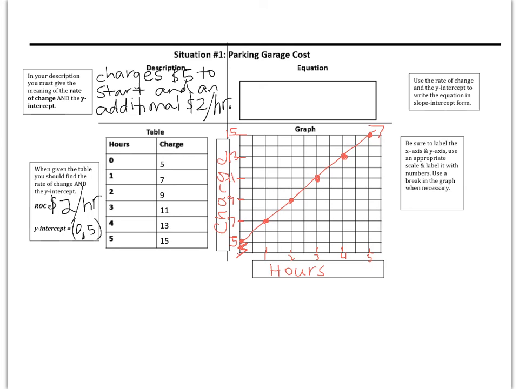All right, so now the next thing is my equation. I know that my equation is going to be y equals 2x plus 5. The reason I know that is because 2 is my rate of change, which is my slope, right? And my y-intercept is 5, so 2x plus 5, or 5 plus 2x, either way. All right, if any part of this confused you, please talk to me. Let me know.